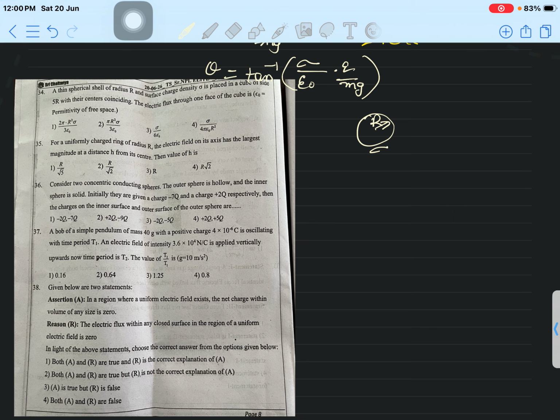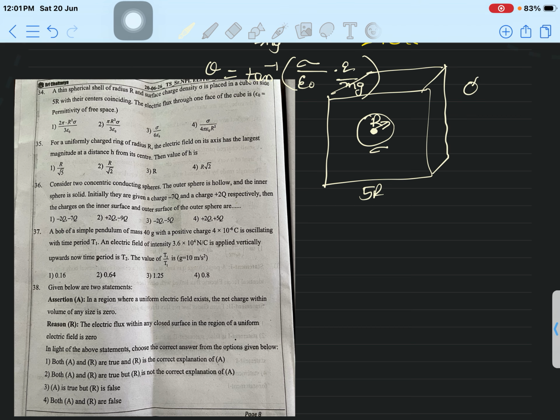Now it is placed in a cube which is having a side length of 5r. Okay. Now center of this spherical shell and cube are coinciding. That means exactly the shell is at the midpoint of the cube, sir, center of the cube. Now electric flux through one face of the cube they are asking.